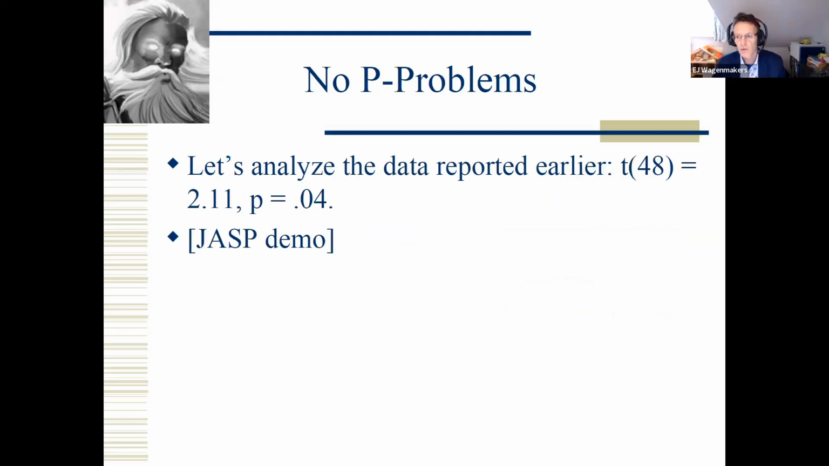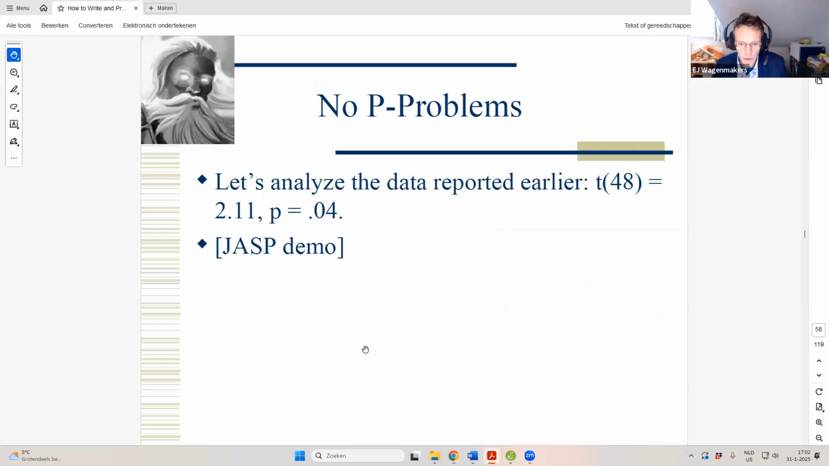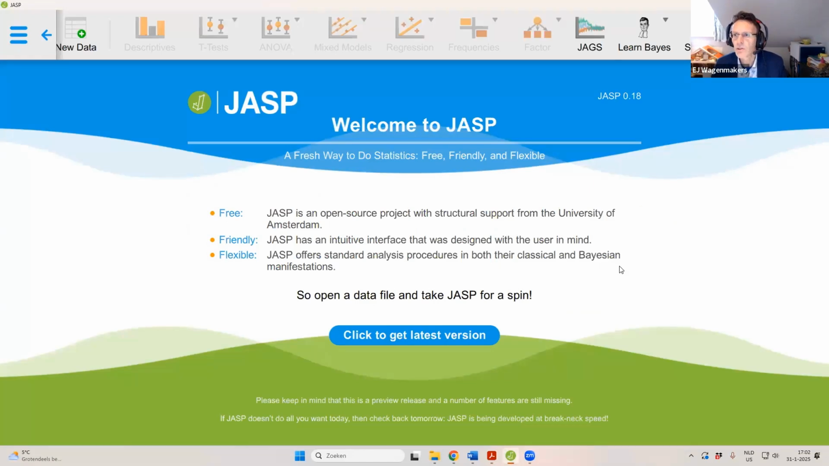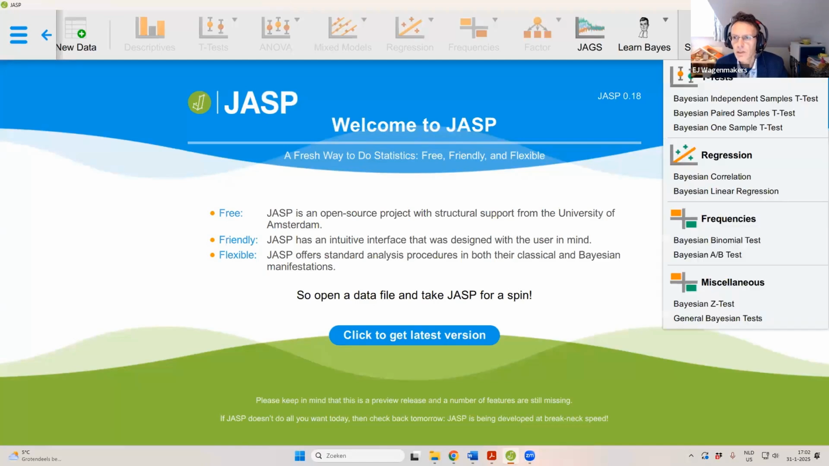So just to demonstrate, I will quickly analyze the data. Well, I won't analyze the data reported earlier. It doesn't really matter, but I figured it would be more fun to look at the gargoyles. So I will switch to JASP, which I have already opened. It's an old version because I'm not on my regular computer here. And I will use the summary statistics module. We had a paired samples t-test because each gargoyle rated the tastiness of both pigeons.